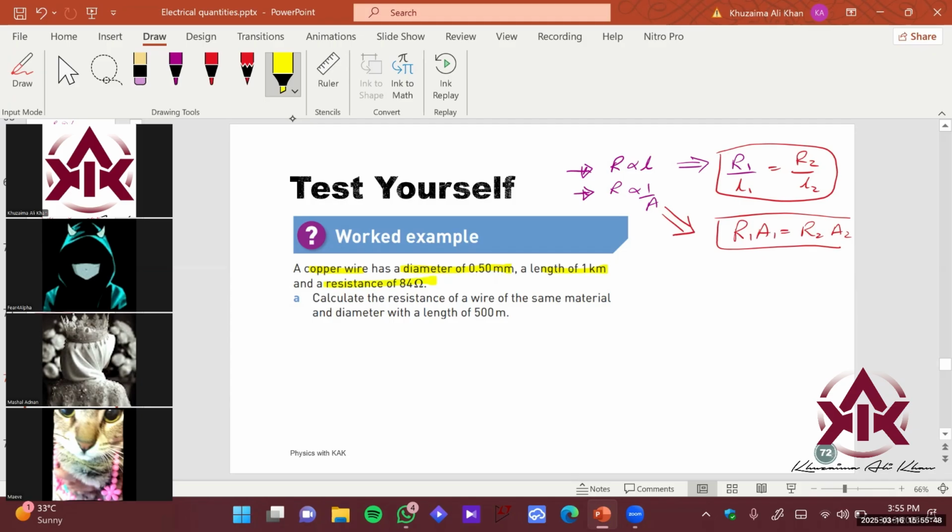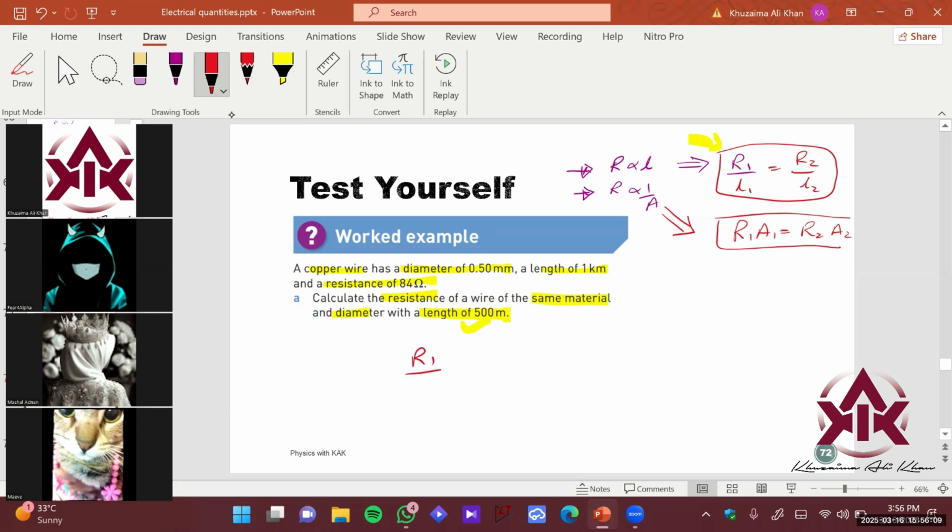Now you have a wire of the same material. You want to find the resistance if it has a length of 500 meters. It has the same diameter and same material. The only thing I changed is the length here, right? So I need to apply this relation here. This is very simple.